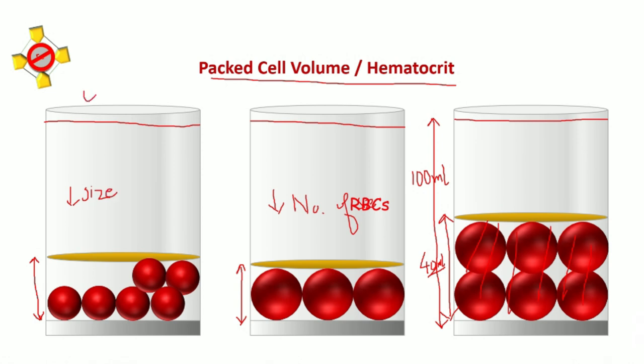In iron deficiency anemia, the size of RBC is low, so packed cell volume will be low. Not only is there a decrease in size of RBC, but on top of that, there is a decrease in number of RBC. Why? Because, as I already told you, free protoporphyrin will accumulate in RBC, and that is toxic to the red blood cell membrane. They will generate reactive oxygen species that would cause lipid peroxidation of its cell membrane, and the lifespan of RBC will be reduced, leading to decrease in number of RBC.